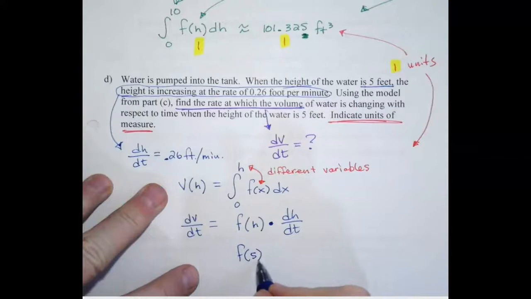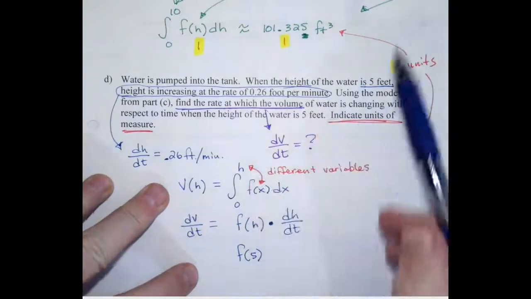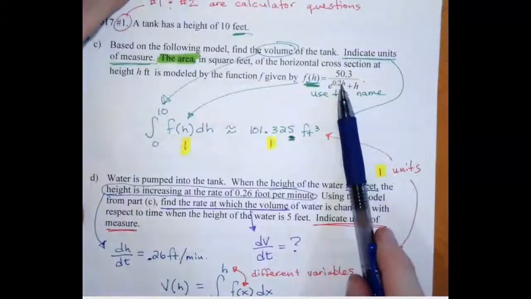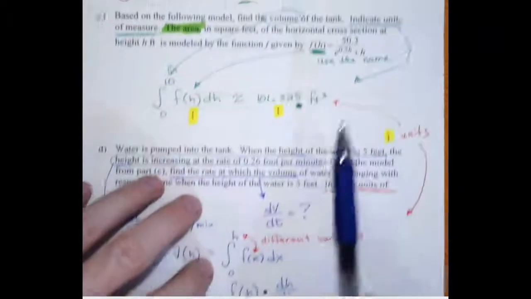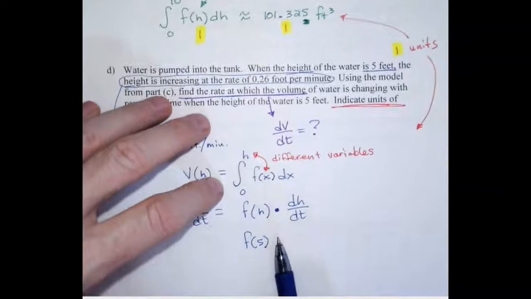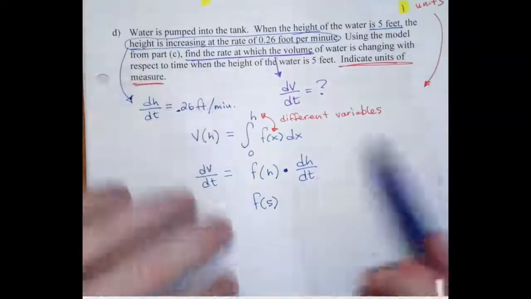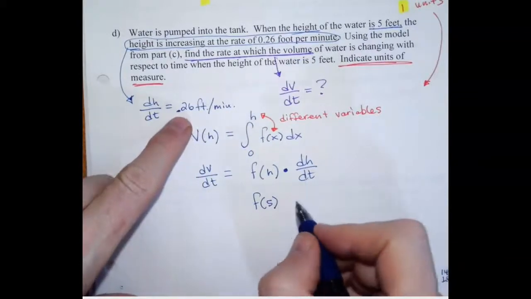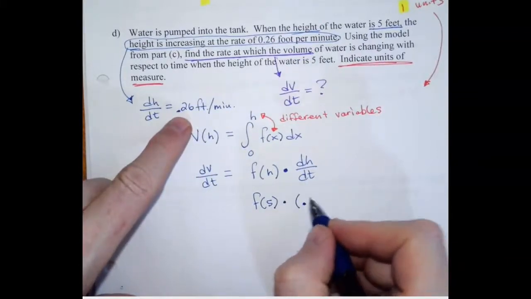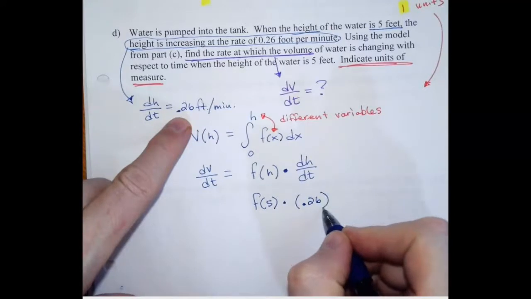So this is going to be f of 5, and that's why you're supposed to type these functions into your calculator. So you should type that into y1 and leave it there, because later on we're going to use it again down here. And if we already have it in y1, that saves us time. Now, dh/dt, they already gave us. That was 0.26. So we're going to multiply by that.